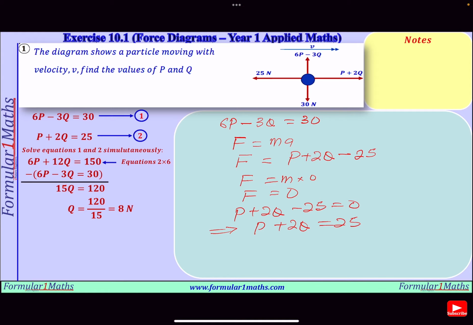We can now substitute the value of Q into either of the 2 equations, 1 or 2. But it's easier if we use equation 2. So let's substitute the values accordingly. And we are going to get P plus 2 times 8 equals 25. That simplifies to P plus 16 equals 25. And solving will give P is equal to 9 newtons. So P is 9 newtons. And that is question 1.